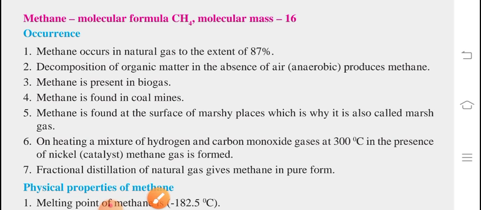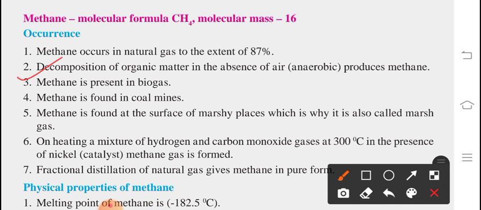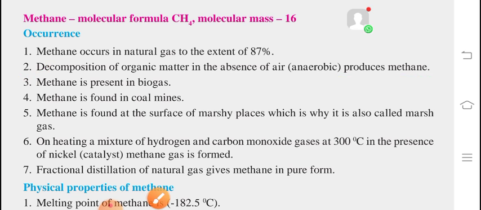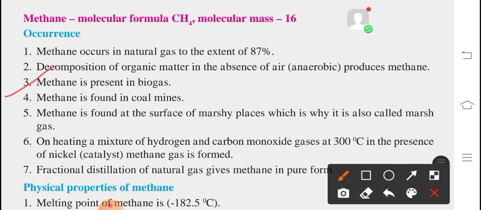Decomposition of organic matter in the absence of air produces methane. Methane is present in biogas. Methane is found in coal mines. Methane is found at the surface of marshy places, which is why it is also called marsh gas.